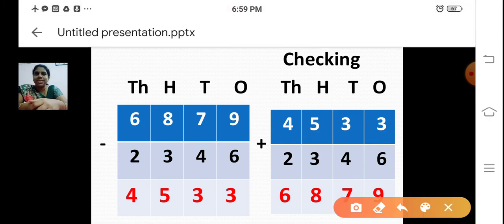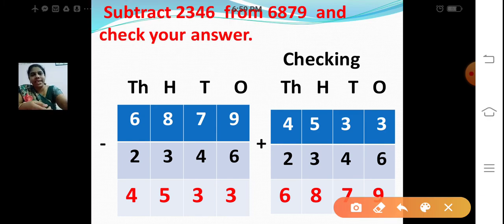So write the numbers in the exact places now. Yes. 4,533. 2,346. Let's add these two numbers now. 3 plus 6. Let's add the ones place now. 3 ones plus 6 ones.